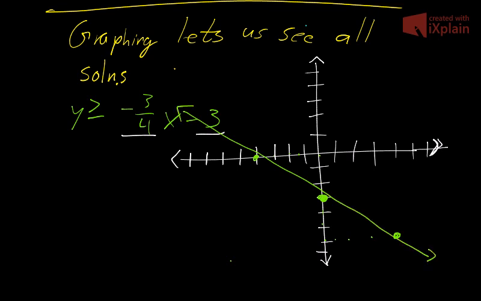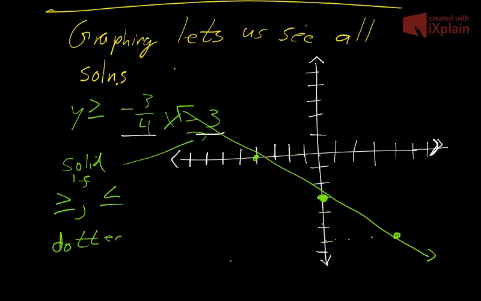Just like that. A quick note, my line here would be solid if I have less than or equal to or greater than or equal to, and we'd actually have a dotted line if we just have greater than or less than.